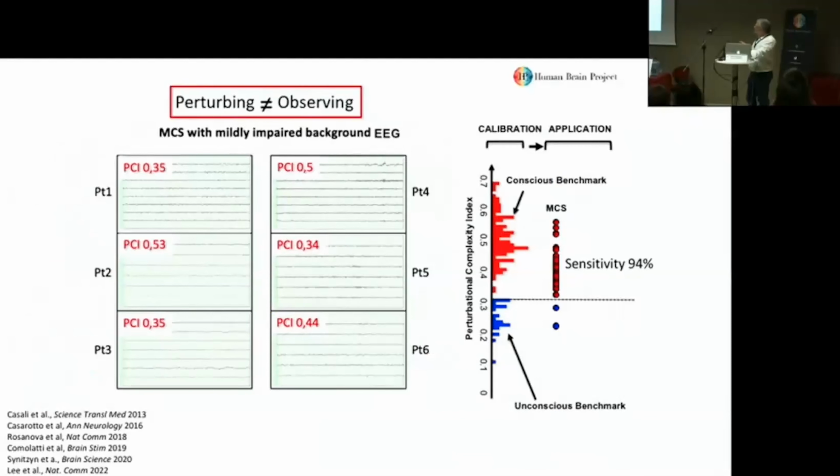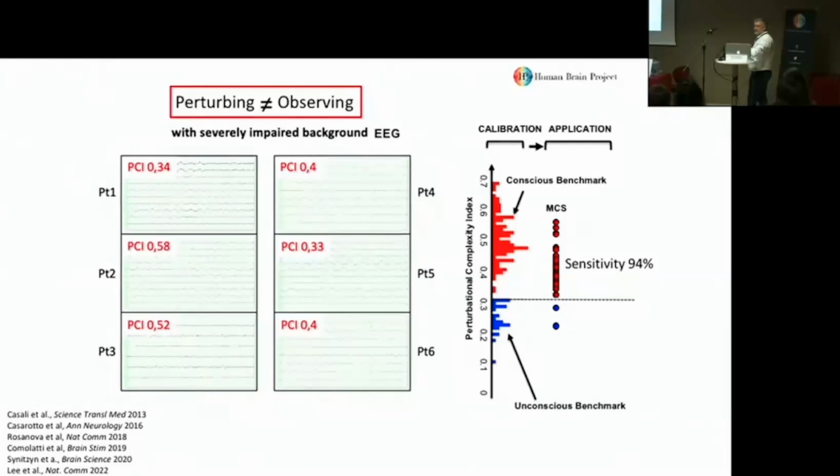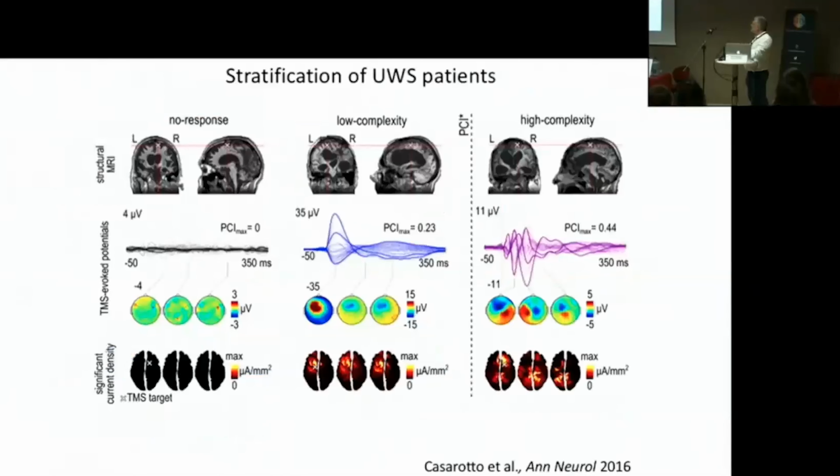Also, and this is something interesting also for Mavi and Alain, when the spontaneous EEG is not showing a slow activity, PCI is low, and you trigger a slow wave even when the EEG is not prone to do that.